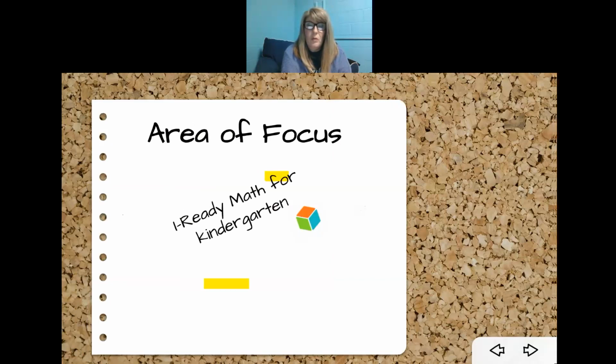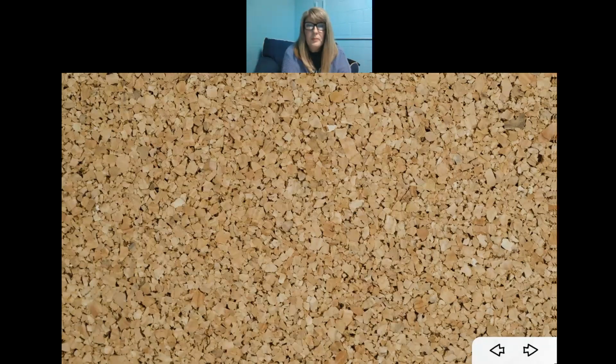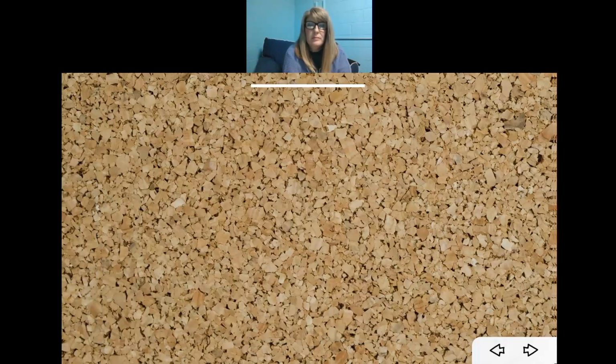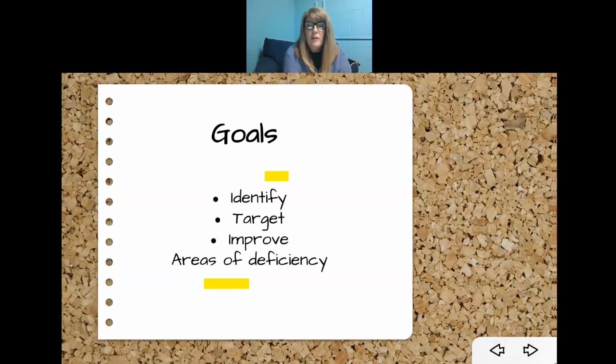My area of focus for this implementation plan is iReady Math for kindergarten. So according to my data, it shows that 88 out of the 117 kindergarten students perform below grade level on the iReady Math diagnostic. That is stating that in the fall, when it was administered, they came in either emerging K is where most of them were, still below grade level. So the goals would be to identify, target, and improve the areas of deficiency.